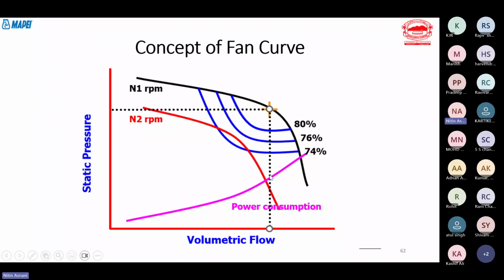Can anyone tell me what the blue line mainly indicates, what the red line indicates, and what this pink line indicates? How can anyone explain any idea about this fan curve?